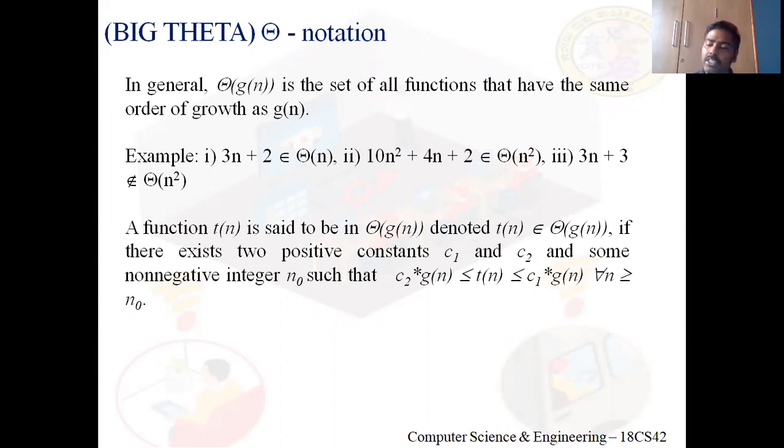We need to identify this t. We need to get this curve for t of n between these two. Okay, clear? Let me show you in this graph.